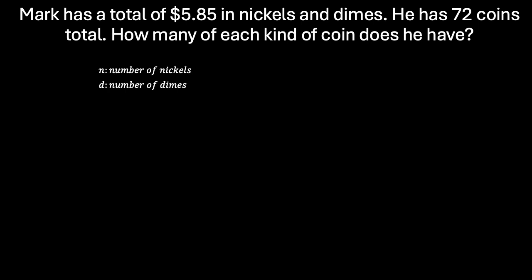So what kind of equations can we create based on the problem statement? Well, the first piece of information that we have is that he has 72 coins total. So we know that n plus d must equal 72.